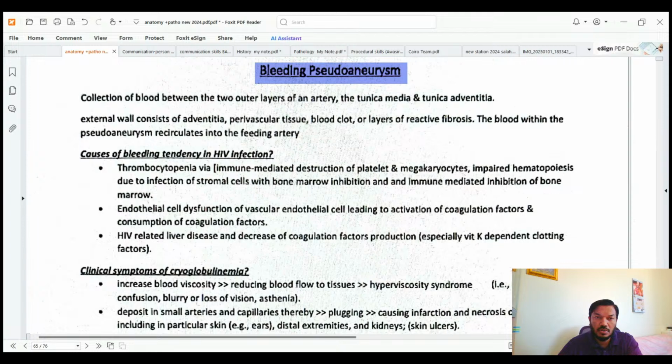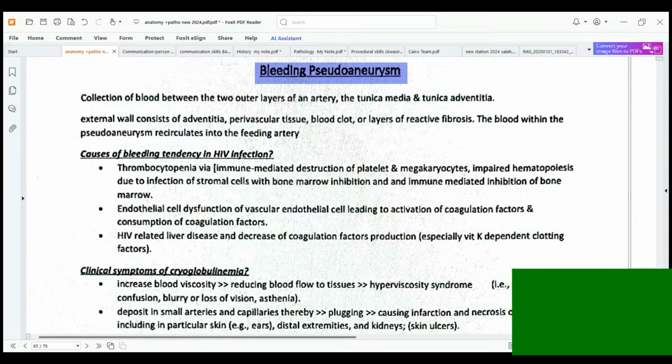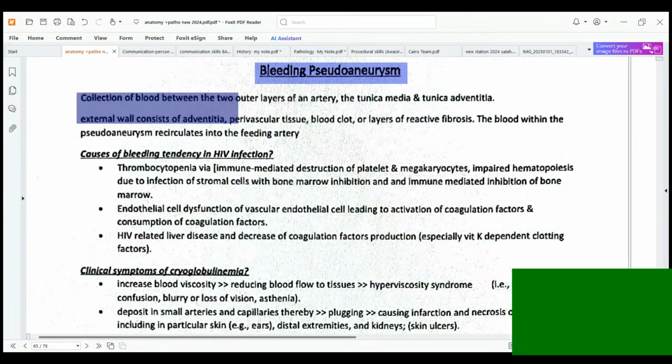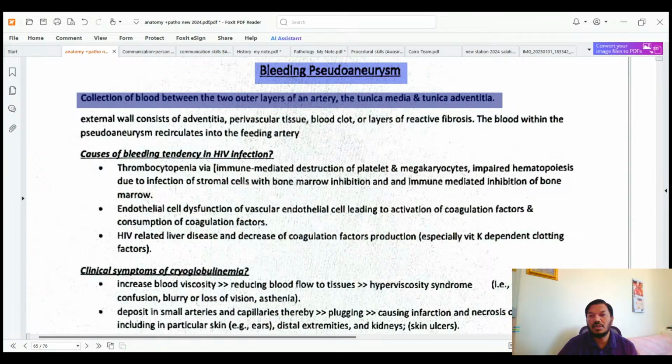Collection of blood between two layers of an artery, the tunica media and tunica adventitia. Bleeding through the tunica intima and tunica media, so a pseudoaneurysm is a collection of blood between the tunica media and tunica adventitia. The external wall consists of adventitia, perivascular tissue, blood clots, or a layer of fibrotic tissue.